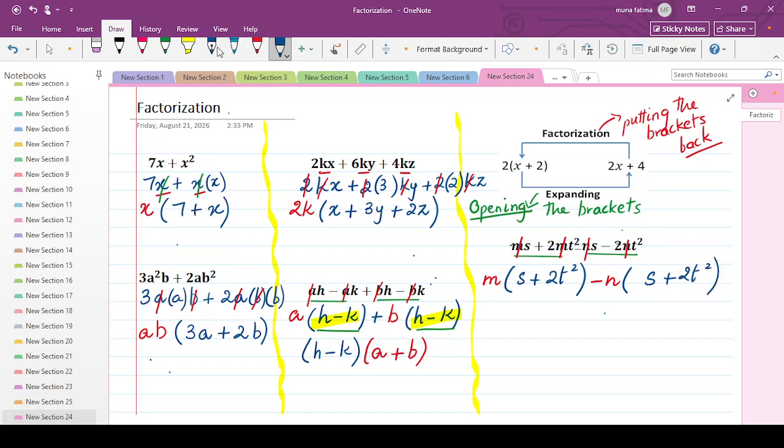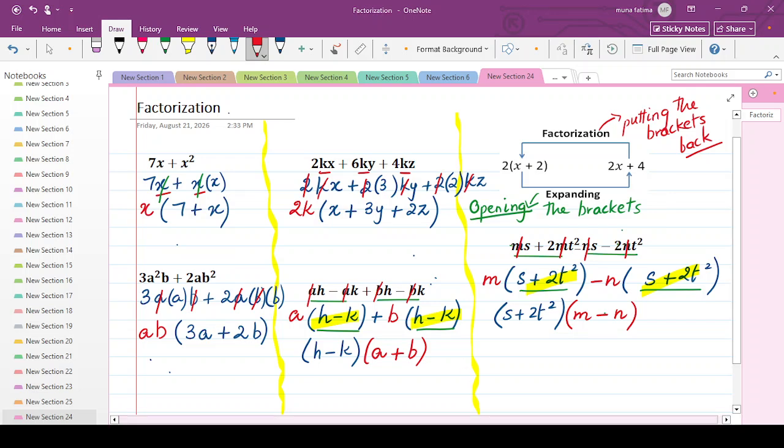And like before, we have common brackets, and we're going to write them first. S plus 2t squared, this was common, and we're going to see what's left now. We have removed these, they're gone, common. And what we have left from the first term is m only, and from the second term, n only. So here we are done with factorization.